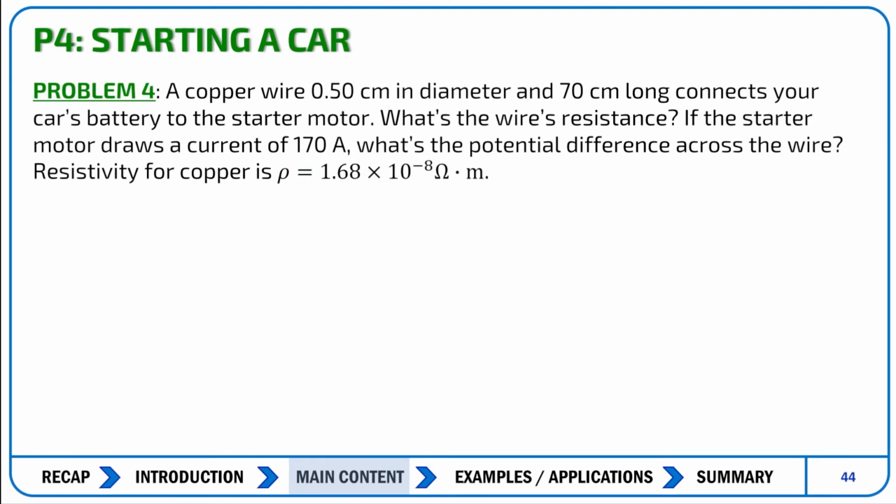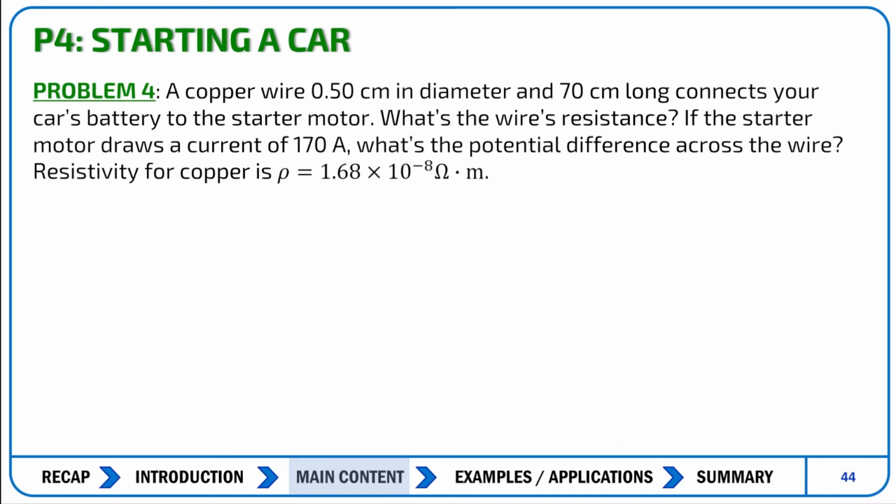Now let's take a look at starting a car. A copper wire, 0.50 centimeters in diameter and 70 centimeters long, connects your car's battery to the starter motor. What is the wire's resistance? And if the starter motor draws a current of 170 amps, what is the potential difference across the wire? Assume that the resistivity for copper is 1.68 times 10 to the negative 8 ohm meters.